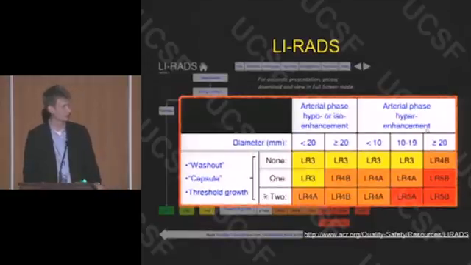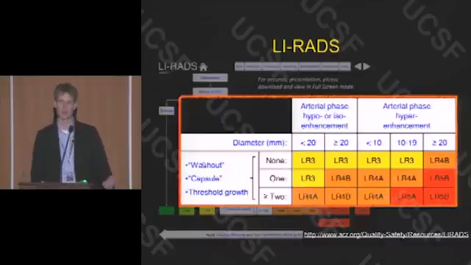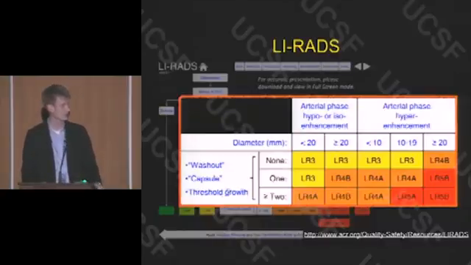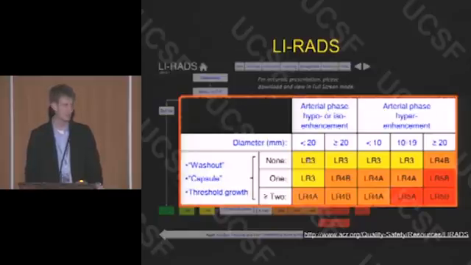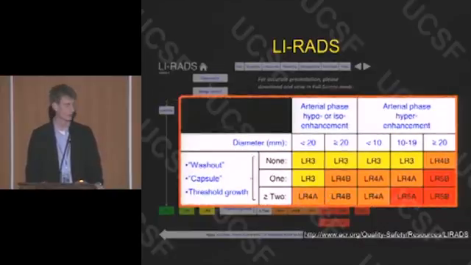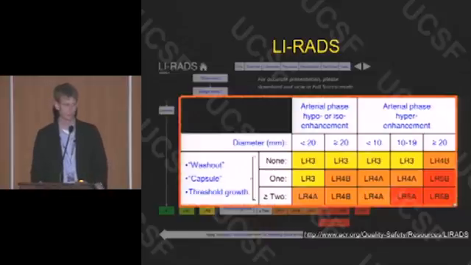So size is important, arterial hyperenhancement is important, washout appearance, and then this term capsule appearance, which I'll show you an example of, and then threshold growth help you determine between LI-RADS 3, which is an intermediate lesion, up to a LI-RADS 5, which is a definite HCC. These criteria are important for the transplant list, OPTN criteria, to determine what is HCC in terms of treatment for patients for transplant.